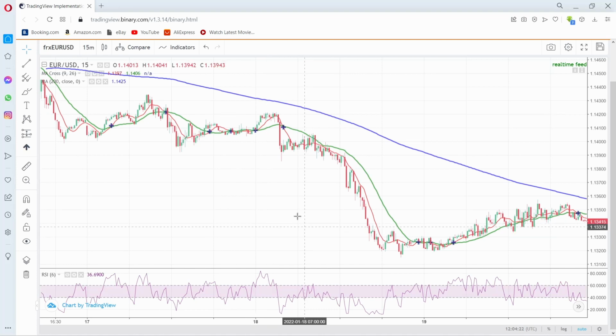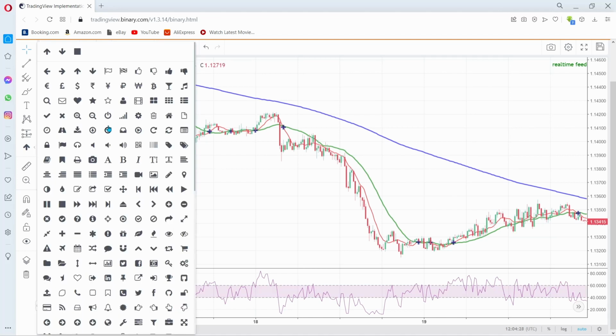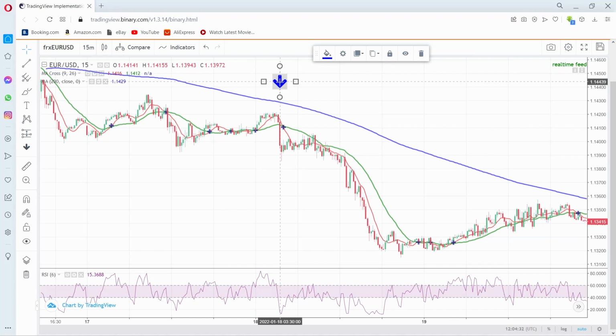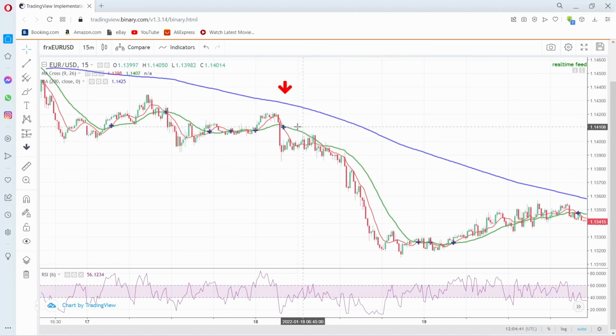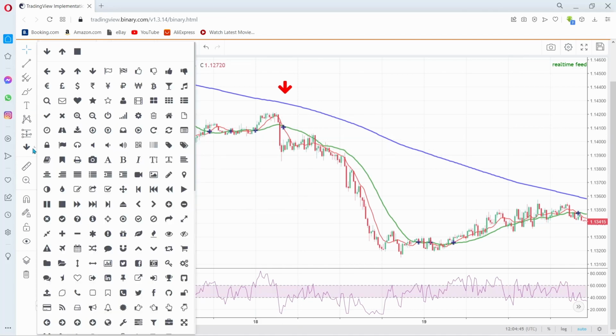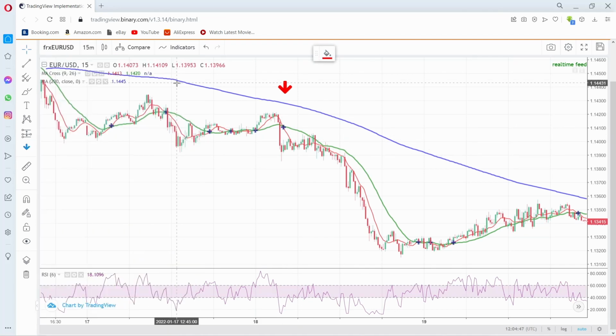As you can see over here, we are looking for a sell signal. The crossover happens below the moving average. The green moving average is above the red one, so it's a sell. Simple like that. It's that simple.